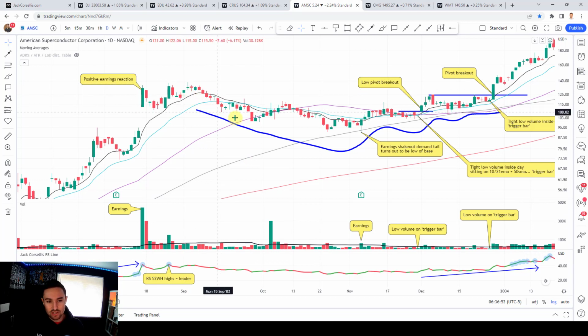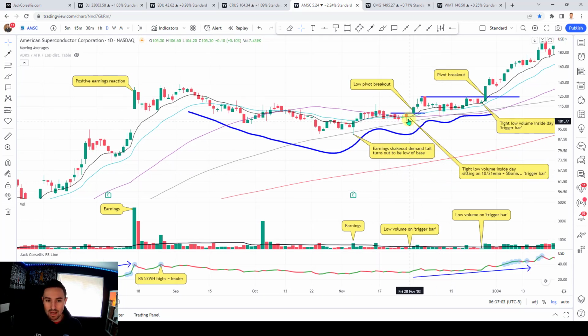Then you get the first contraction here, bounces. There's a low pivot similar to what you saw on Cirrus Logic. There's a low pivot coming in here. What do you notice about the bar beforehand? See how you get this really tight trigger bar? So trigger bar, it's an inside bar, really tight bar, probably the tightest bar thus far within the base. In the context of building a pivot, that's a high low. Volatility is contracting, volume dries up. That's really good to see.